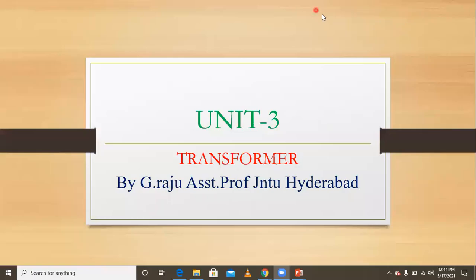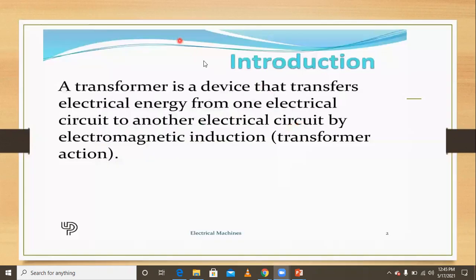So unit 3. That is called transformer. So this transformer first. What is meant by transformer? We have to discuss first what is meant by transformer.